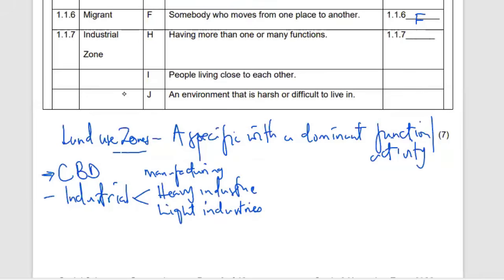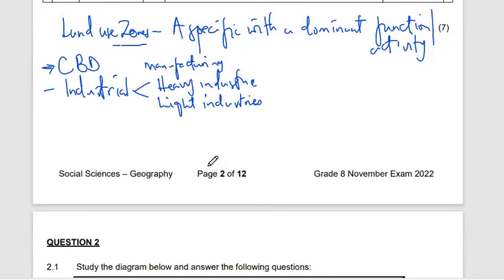So in this sense, we are talking of an industrial zone. This is a special area within an urban settlement that is assigned for manufacturing activities. And these manufacturing activities come in the form of either heavy industrial activities or light industrial activities. Heavy industrial activities involve the usage of bulky raw materials, use considerably large pieces of land, and cause high levels of pollution in the form of noise, air, and also other forms of pollution like lead pollution.